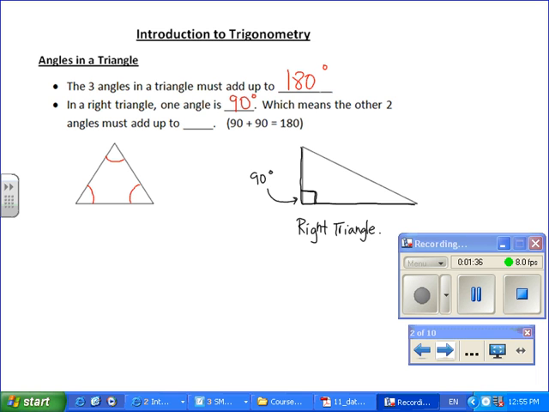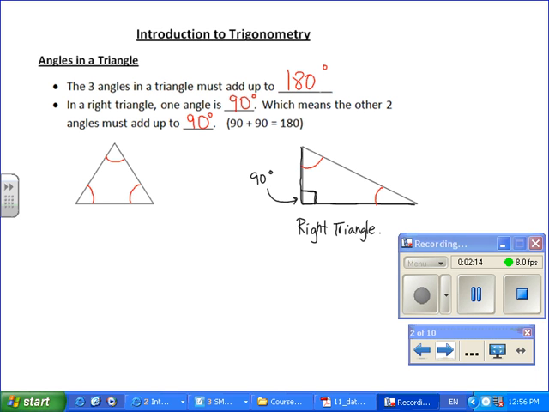Not all triangles are right triangles. Some of them are acute triangles or obtuse triangles. However, any triangle that has a 90-degree angle inside it is called a right triangle. It's true that all three angles have to equal 180 degrees, but when you have a right triangle, one of those angles is equal to 90 degrees, which is half of 180. That simply means that the other two angles must add up to the other 90 degrees, because 90 plus 90 gives us the total 180 degrees.